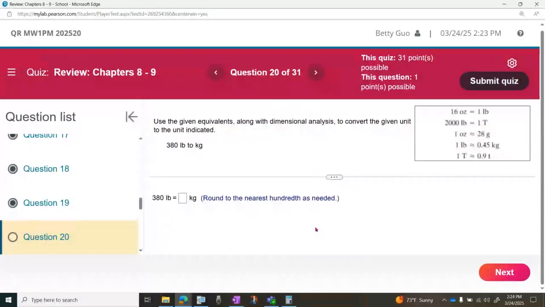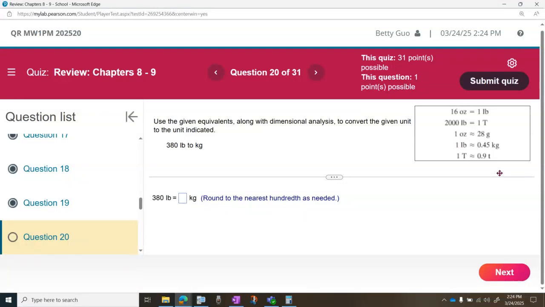Use the given equivalence along with dimensional analysis, don't worry about that, to convert a given unit. Okay, 380 pounds to kilogram. From the equivalence, we should know pound is a small unit, kilogram is a bigger unit, because 1 pound only makes 45% of a kilogram. 2 pounds only make 90% of a kilogram. 2 pounds is not even 1 kilogram. So kilogram is a bigger unit.